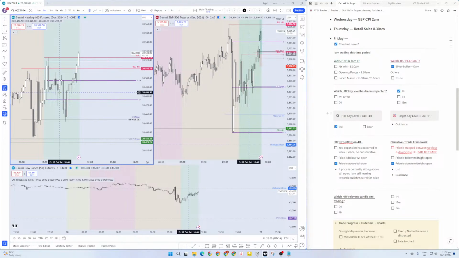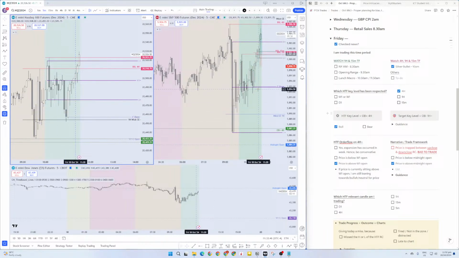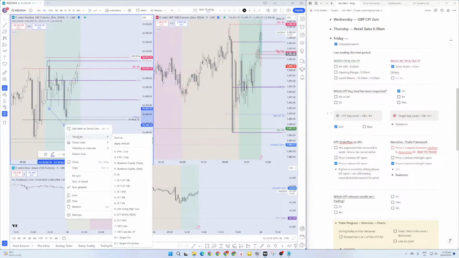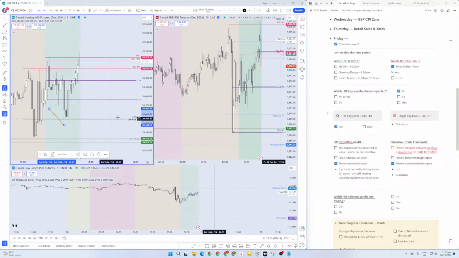For those familiar with ICT stuff, you will see that there's actually SMT. Can you see? This made a higher high at 11 AM open. This made a lower low. Okay, let me draw it out. Is it relevant? I guess if you use it all the time.